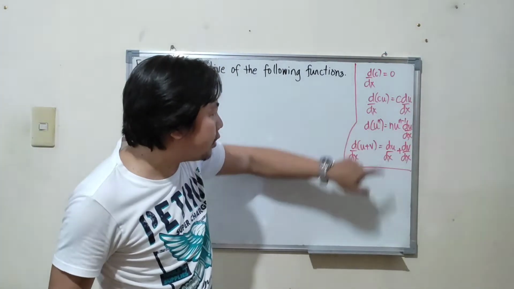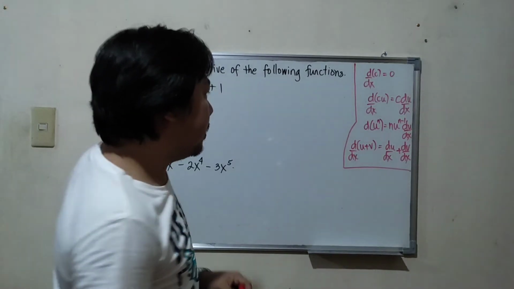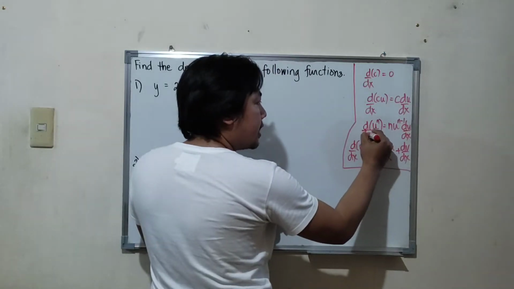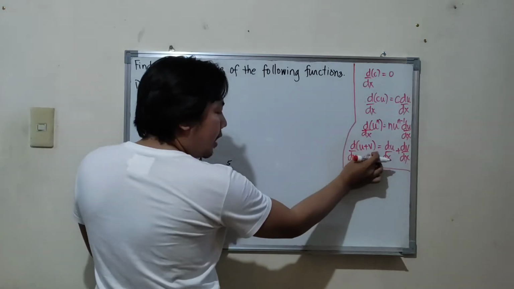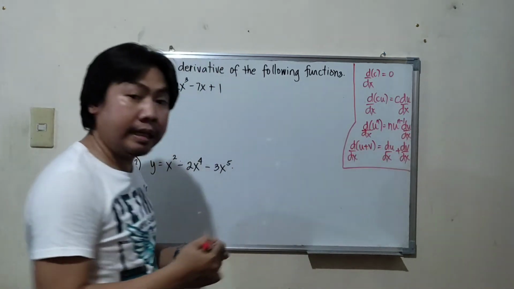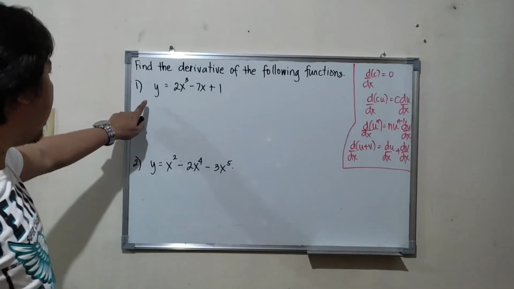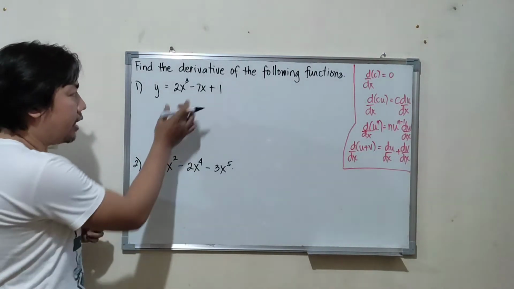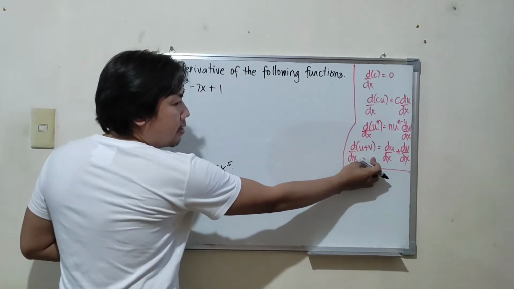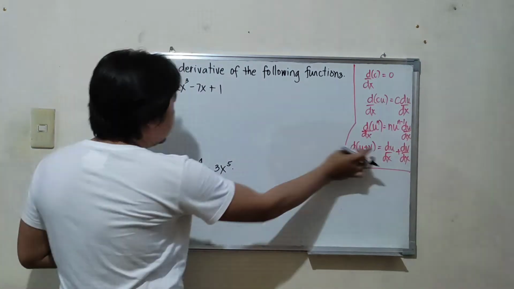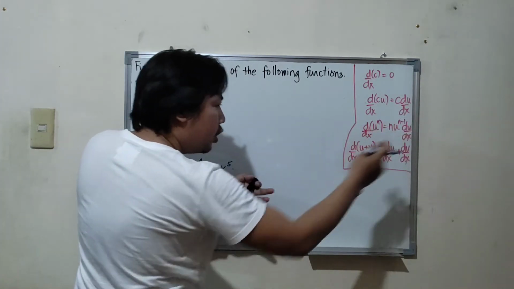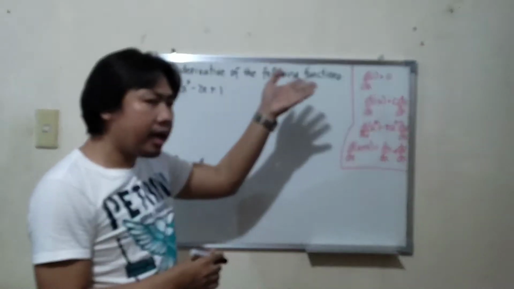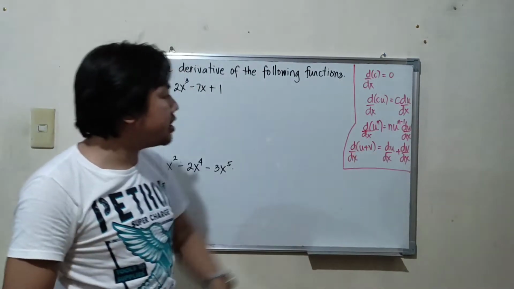So derivative of u to the n is equal to n times u to the n minus 1 times derivative of u with respect to x, and then derivative of the sum is equal to the sum of the derivative. Okay, so first example, we have y equals 2x cubed minus 7x plus 1. So meron tayong 3 terms, so we can apply this formula, derivative of u plus b. So tatlo siya, parang nagkaroon pa ng u plus b plus w. So all we have to do is just distribute the derivative. So kahit gaano pa karami yan, kung 4 terms, 5 terms, and so on, just distribute the derivative.